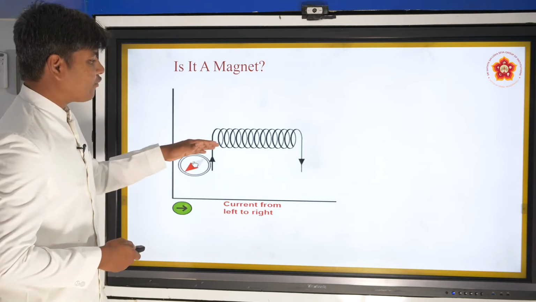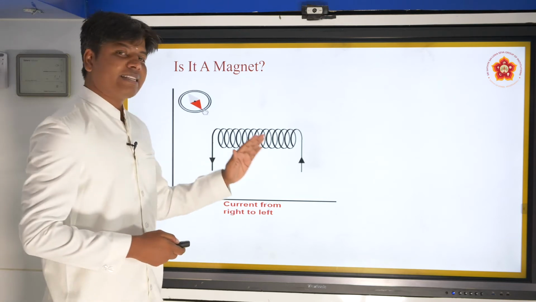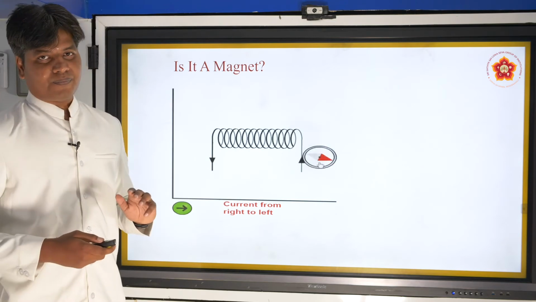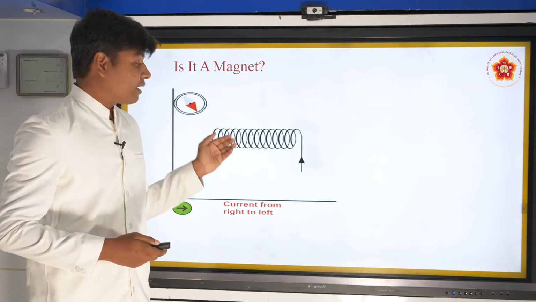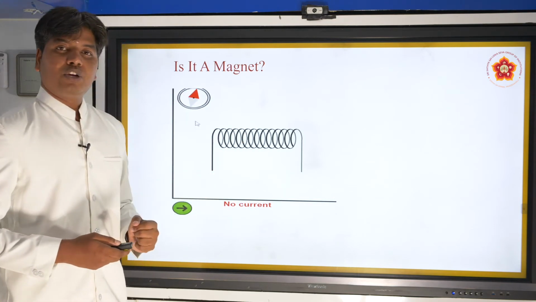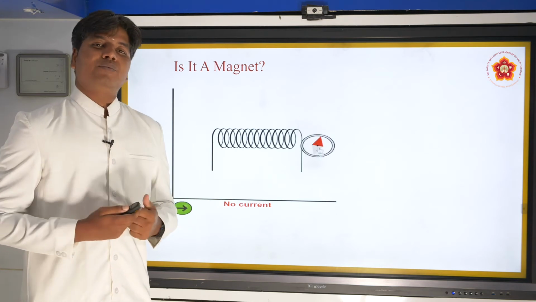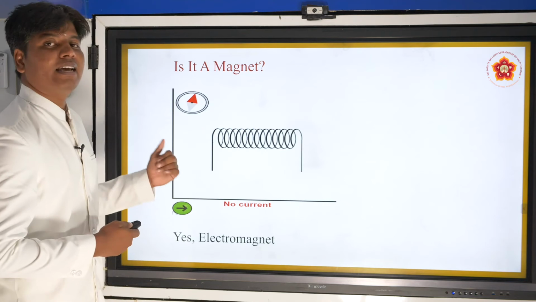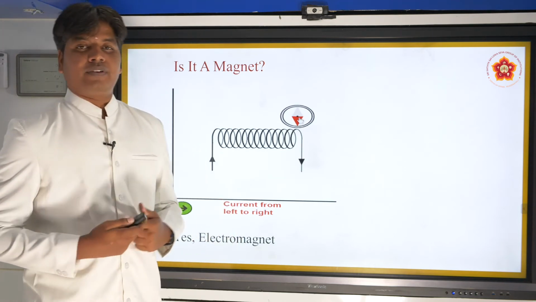Yes, this kind of magnet which is produced by passing electricity, we call an electromagnet. Usually we put a small soft iron core in between the coils so that it gets magnetized even more, and we call that too an electromagnet. Yes, this is an electromagnet. Now let us see what the uses of an electromagnet are.